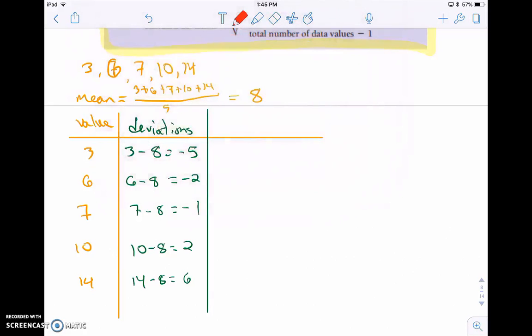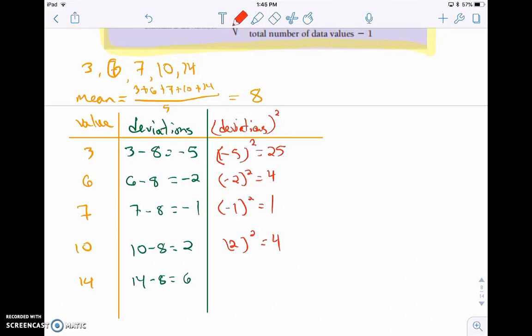Then, when we're finding our standard deviation, we need to take the deviations and square all those. So we would take -5 squared, and all of these numbers should be positive. So that's 25. -2 squared is a 4. -1 squared is a 1. And then 2 squared is a 4. And then 6 squared is a 36.